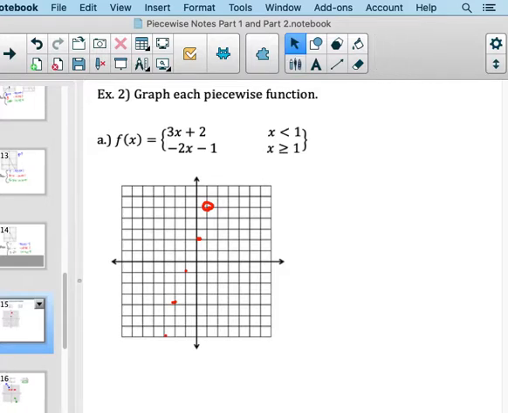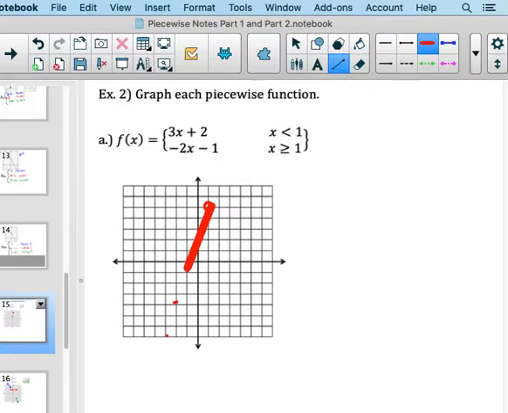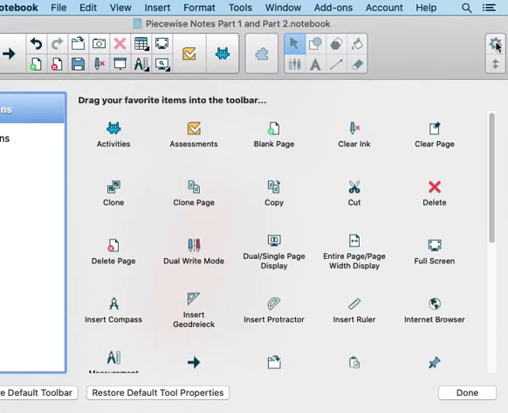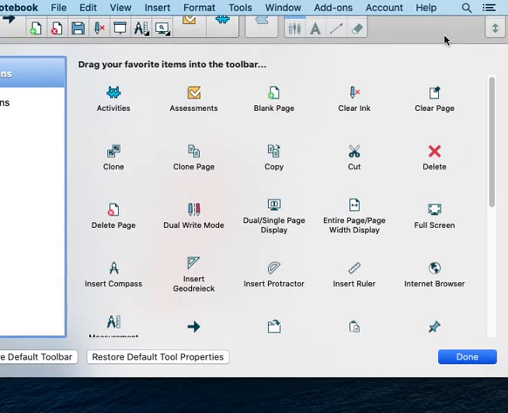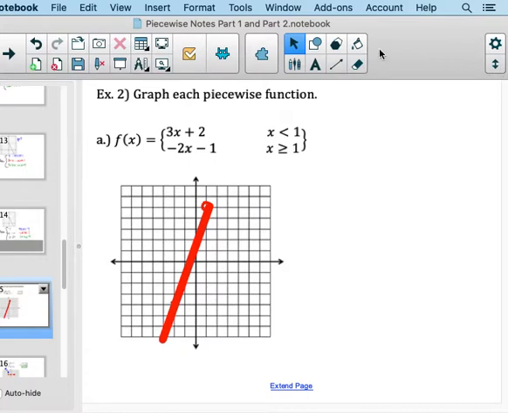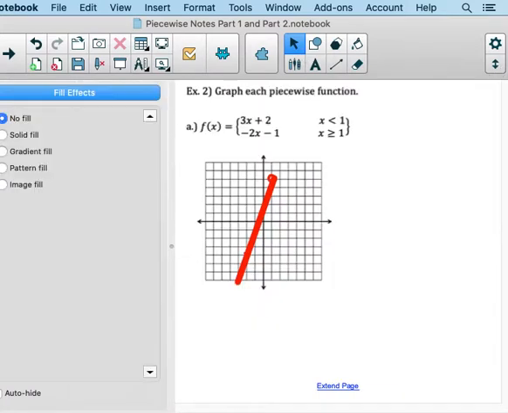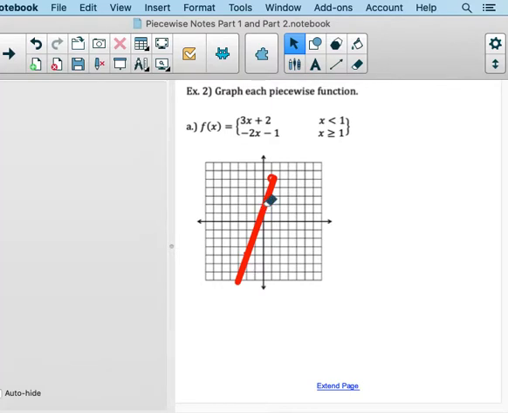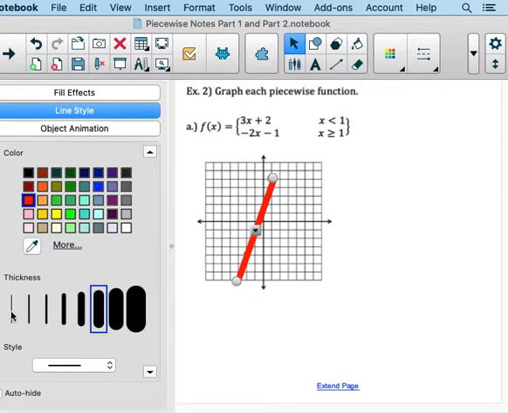Let's see if I can use a straight edge here. Well, that's super thick. Nope. There's the settings for it. There we go. That's better.